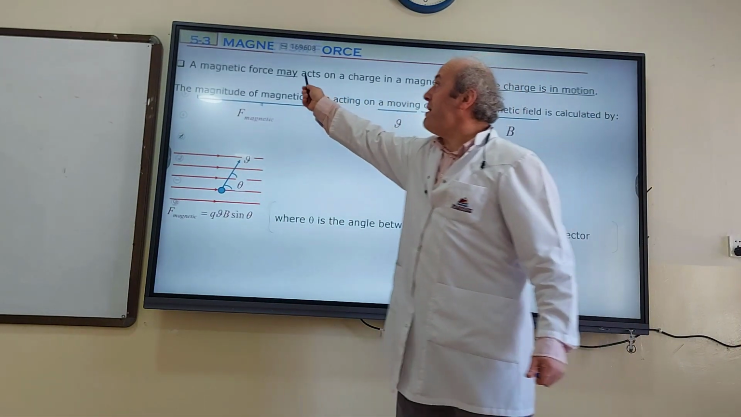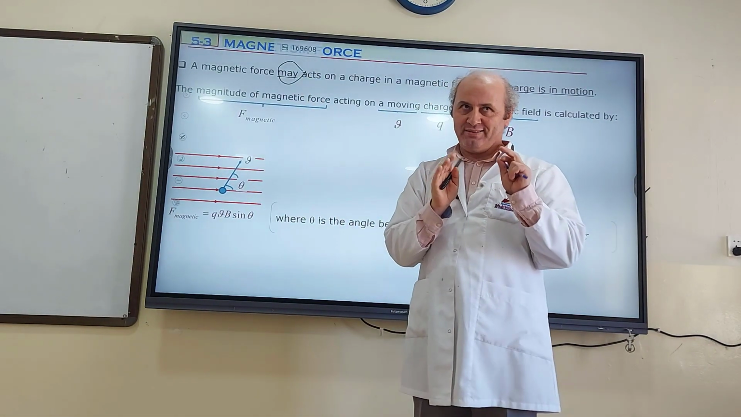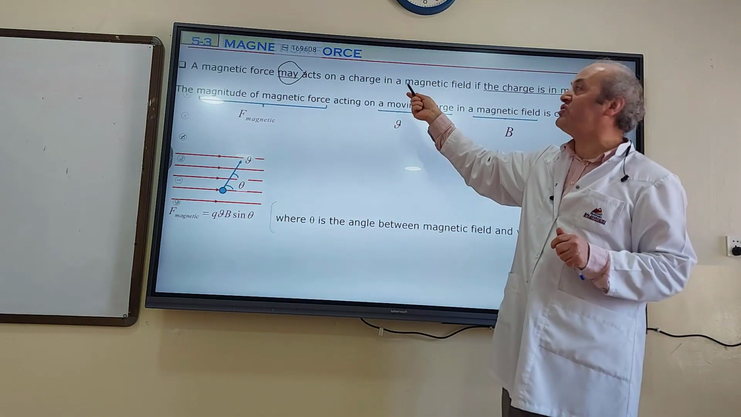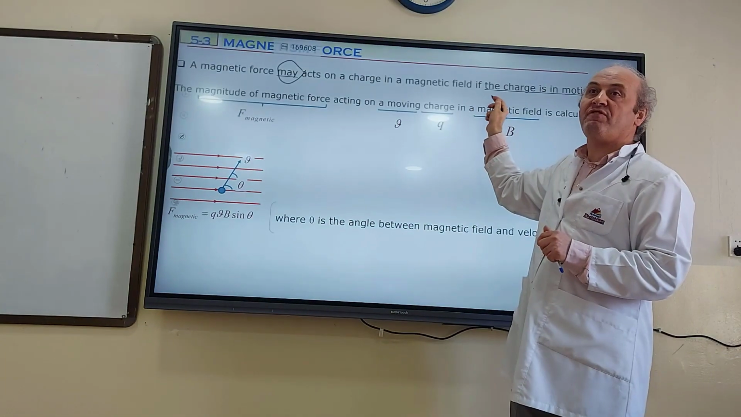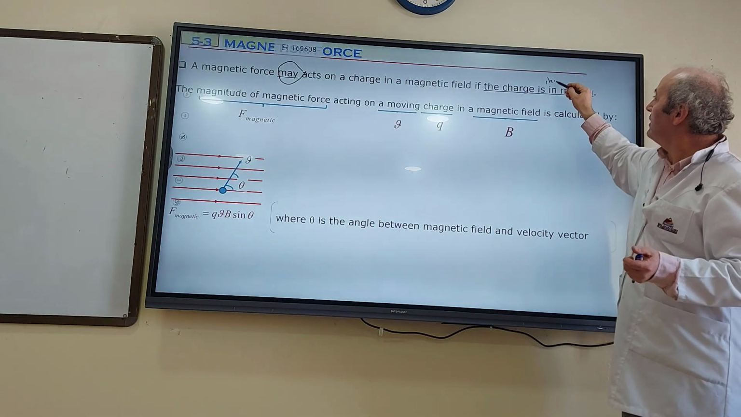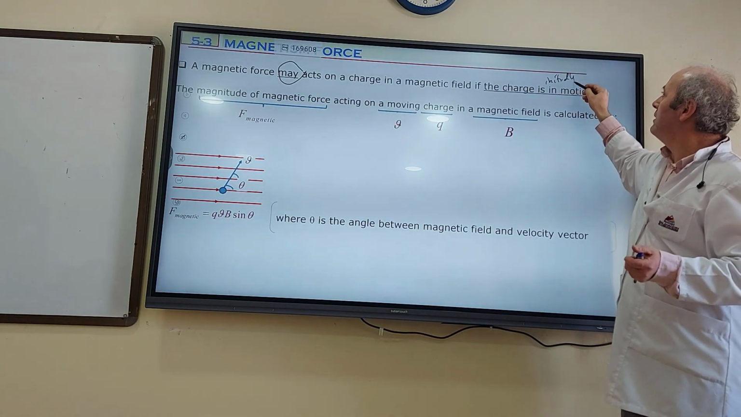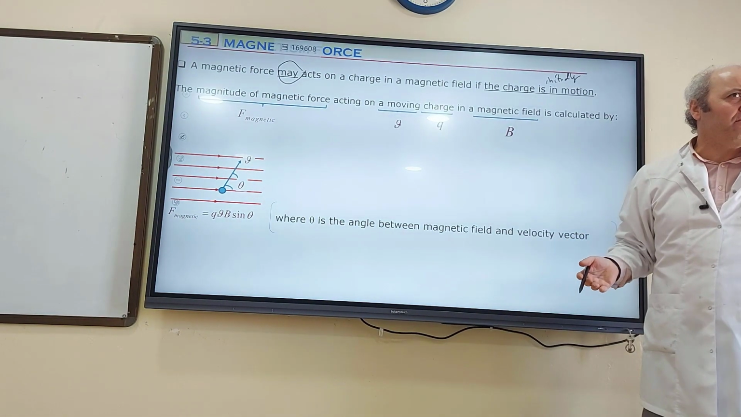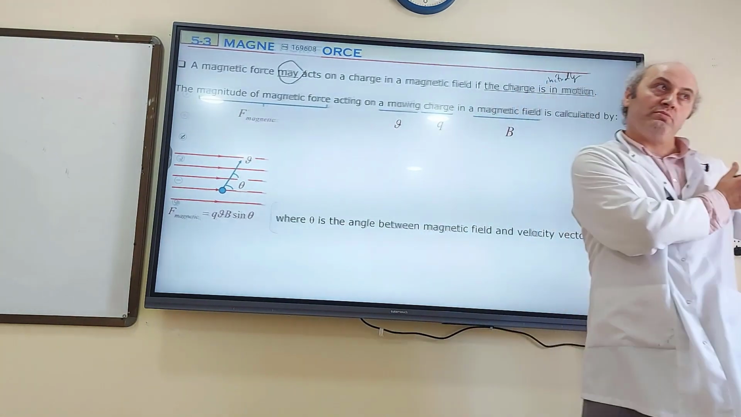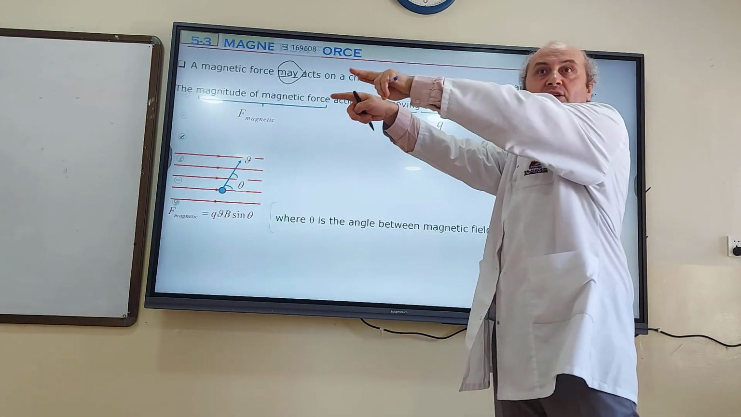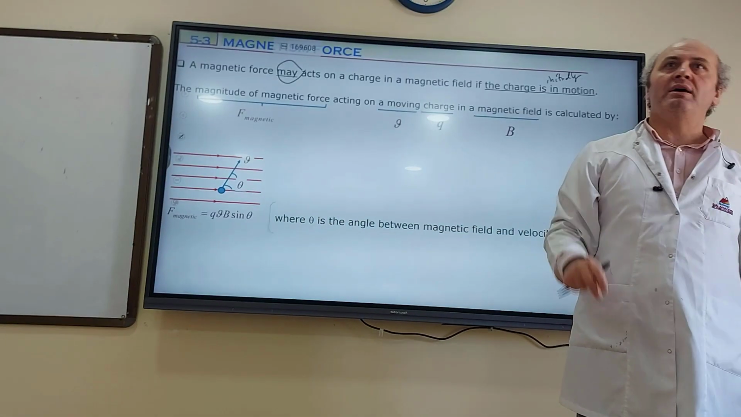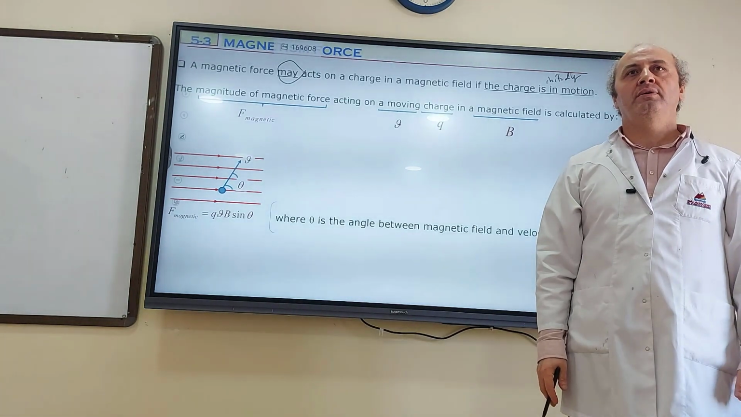And the magnetic force may, I said may, not always, act on a charge in a magnetic field if the charge is initially in motion. How can we make it initially in motion? By using an electric field. You can set it into motion and send it into the magnetic field. Then there may be a magnetic force acting on the charge.